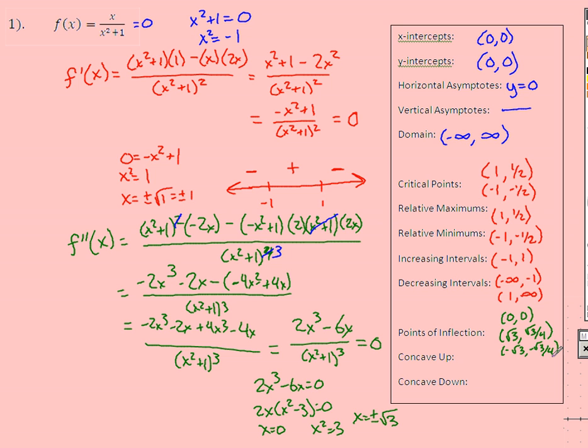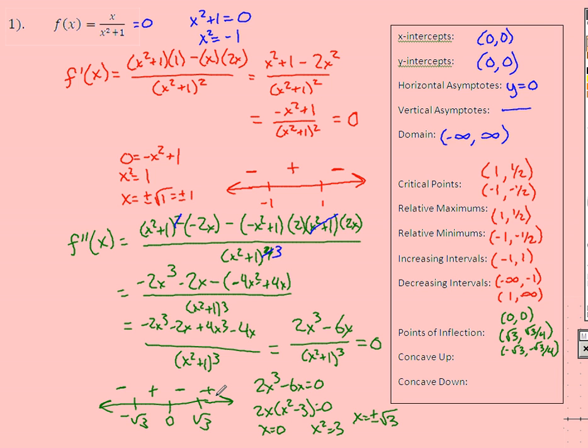To find concavity, again, we can do a number line, plug in the numbers that we know. So negative root 3, positive root 3, and zero in between them. And what we need to look at, we need to plug it back into this equation right here. And when you do that, you should get a negative, positive, negative, positive. Check and make sure when you plug in those values. I would plug in negative 2, negative 1, 1, and 2 would be the easy numbers to check with.